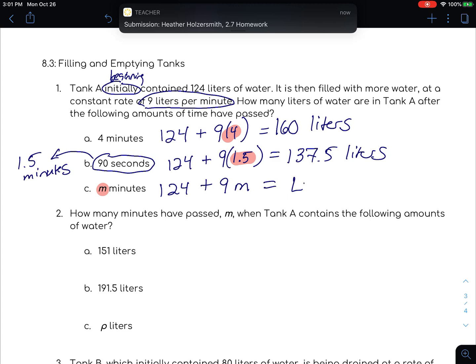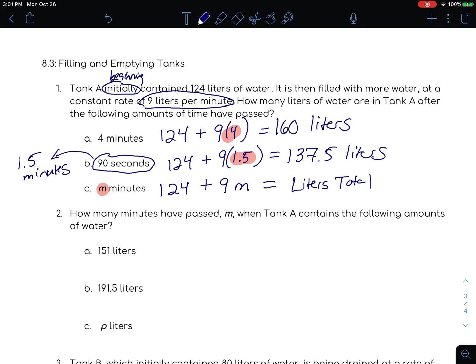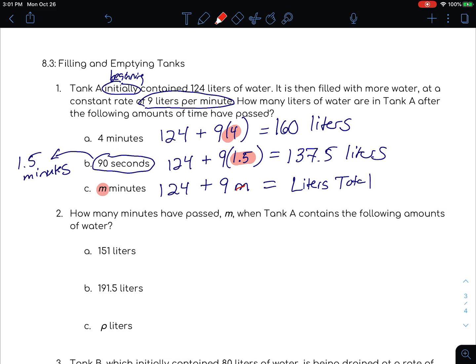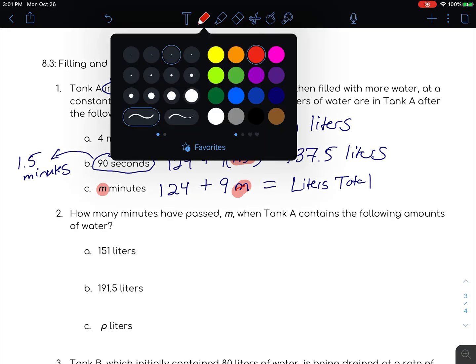It doesn't look like they're giving us a variable here, but I'll just put liters, maybe total liters, liters total. And so the variable that we have here is that m variable right here. So 124 plus 9m will give us our total number of liters.